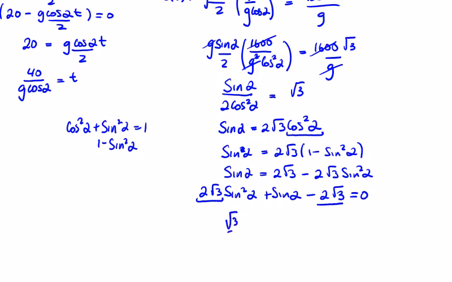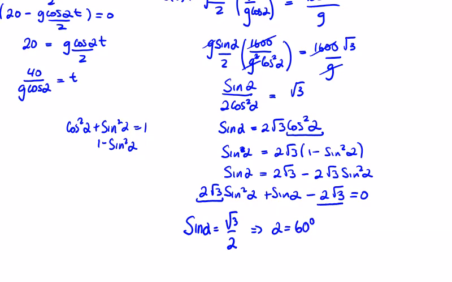I'm going to get root 3 over 2, and that's where the 60 is coming from. And I'm going to get a negative, so it's not going to be negative in this case. So we can say sine alpha is root 3 over 2. Therefore, alpha is 60 degrees.